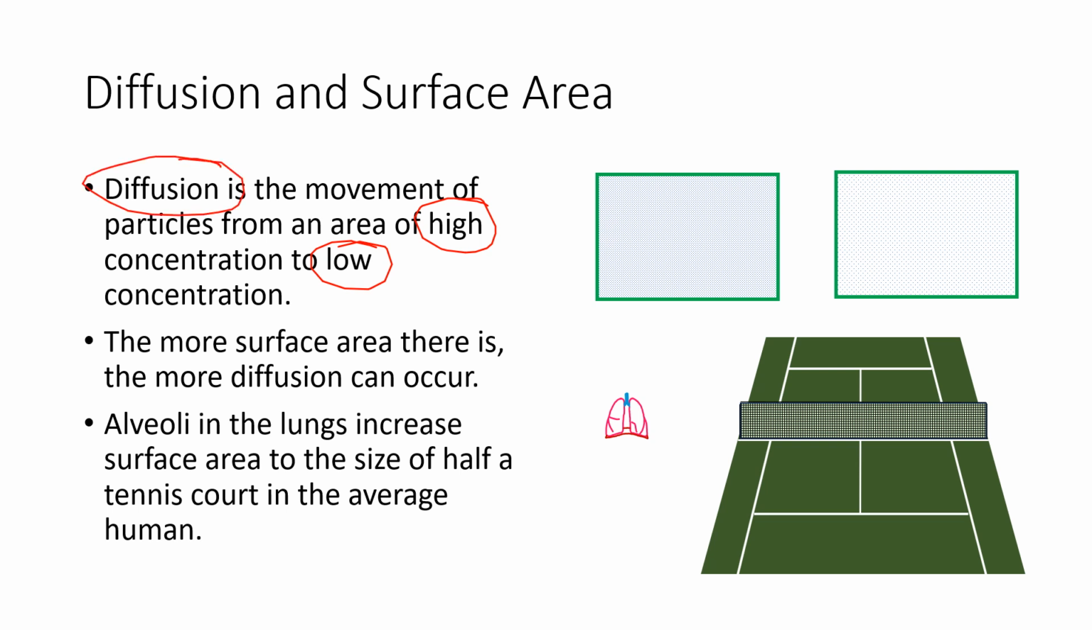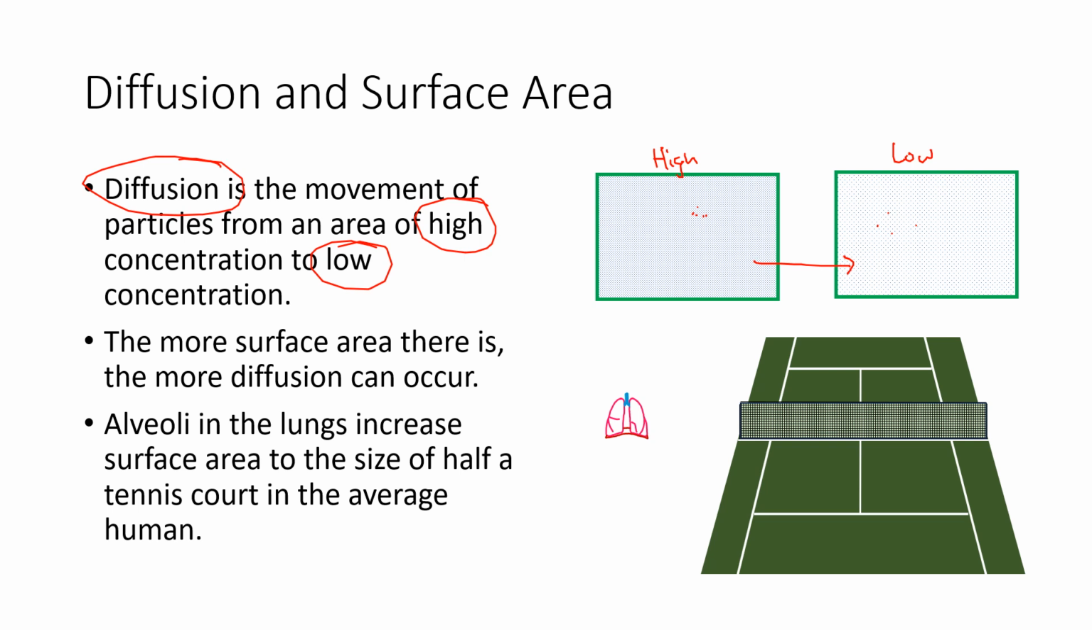So these are supposed to represent high and low concentration. You can see there's lots of dots in this guy, and there's fewer dots here. And so if they're given a chance, the particles, whether it's oxygen or carbon dioxide, will always move from high concentration to low concentration, from capillaries into alveoli or vice versa, depending on the concentration gradient.